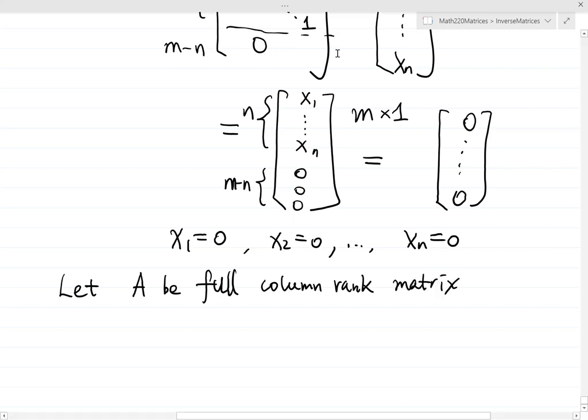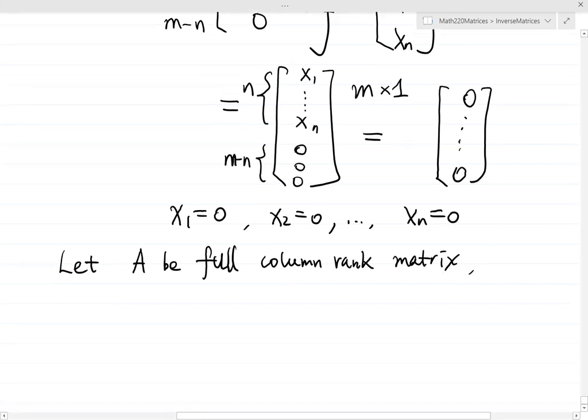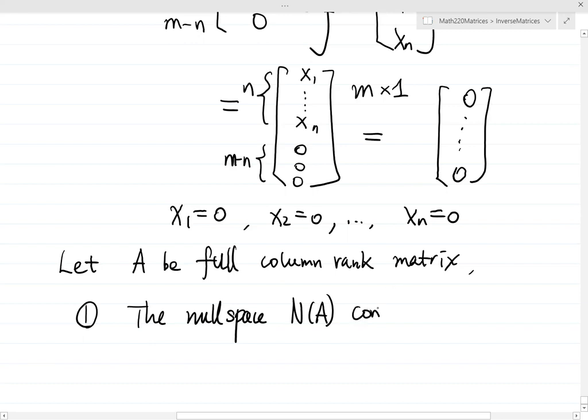Then we have the following. First of all, the null space. We know the structure of the null space completely. That's the null space, which contains only the trivial zero vector. So we can get information about the solution of a linear system.